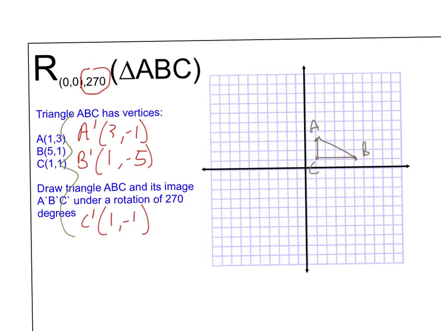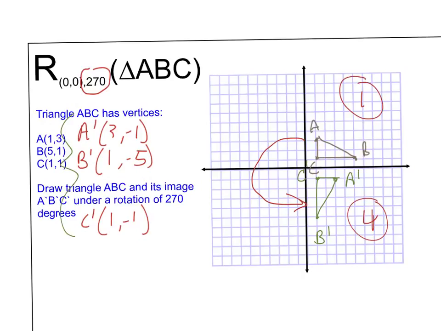So we have a 3, -1 here for A prime. We have C prime here at 1, -1. And B prime was 1, -5. And there is my 270 degree rotated triangle, again rotating counterclockwise 270 degrees. We went all the way from quadrant 1 all the way to quadrant 4.